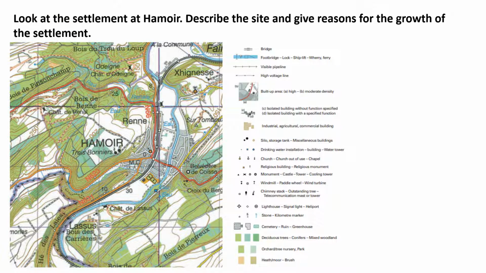We are told to look at the settlement at Hamoy and describe the site. The site is where the settlement is located. It can be located on a valley floor, or on flat land, whichever. So you should look at the way the contours are arranged. Remember when I explained valley, that was the first thing I looked at in this video. And then give reasons for the growth of the settlement.